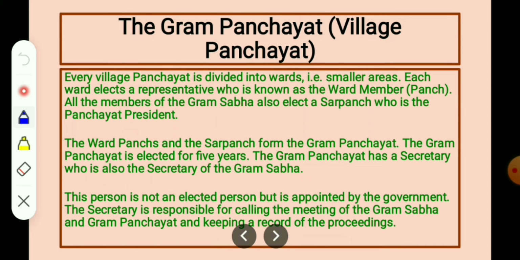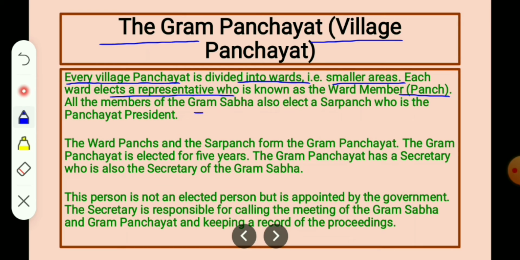The next topic which we are going to discuss is the Gram Panchayat. After understanding what is Gram Sabha, let's see what is Gram Panchayat, which is also called Village Panchayat. Every village panchayat is divided into wards, meaning smaller areas. As you all know, every village has a local government which is called panchayat, and every village panchayat is divided into smaller areas which are called wards. Each ward elects a representative who is known as the ward member or Panch. So, from each ward, people elect a representative by voting who is known as the ward member and Panch.